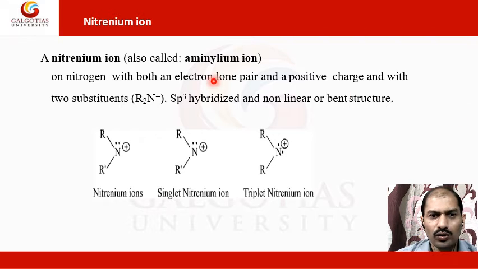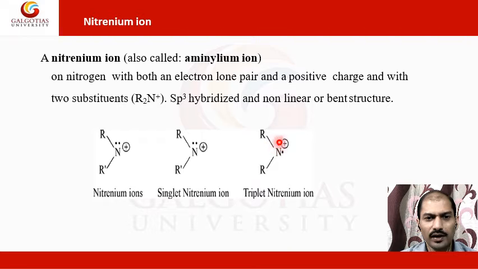So now you can have some idea here about the nitrenium ion. The nitrenium ion is also called an aminylium ion, a nitrogen with both a lone pair and a positive charge, and with two substituents, R2N plus, sp3 hybridized with a non-linear or bent structure. So here you can see the nitrenium ion's structure like this, and here N plus and N. This is the triplet nitrenium ion, and this is the singlet nitrenium ion.